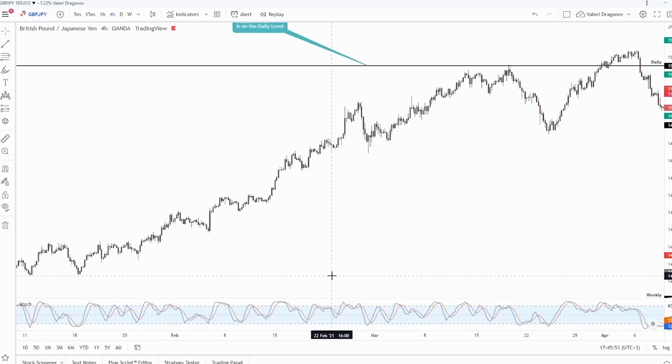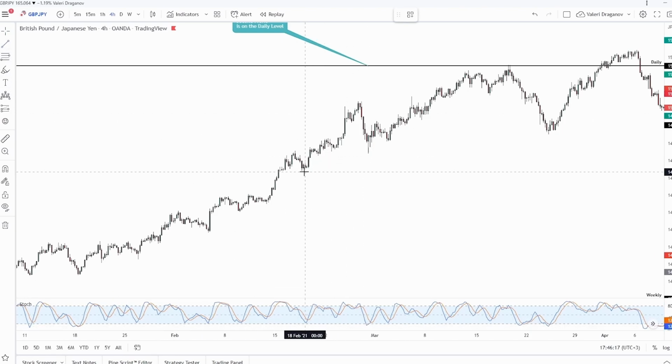Here is an example of divergences. We have an upward movement, higher highs and higher lows are formed. On a first look, nothing interesting. But we take a second look and we see that here we have an impulse and a correction. We have a low and a higher low. But on the stochastic, we can see that we have a low and a lower low.